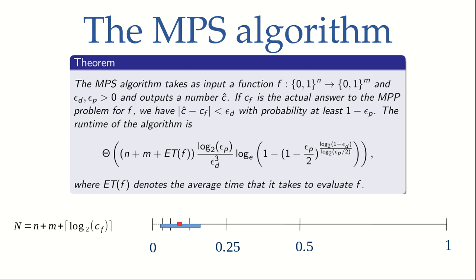In this case, if this uncertainty is too big, what we can always do is to just run the same algorithm again, but with a smaller value of epsilon d, until we get enough confidence, that is to say an interval that is small enough so that it contains no more lines than we accept as uncertainty.